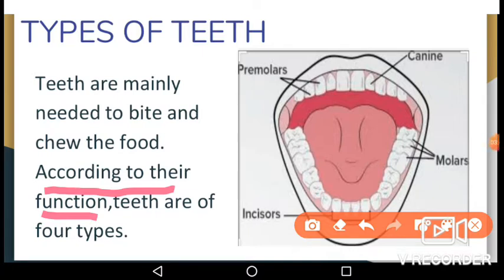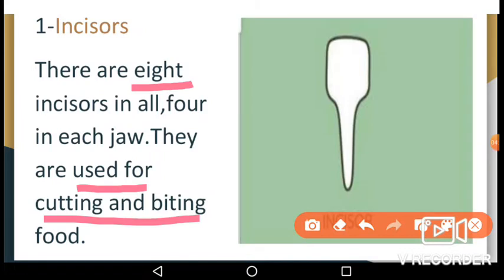As you all know, different parts of the body perform different functions. The same way, different types of teeth perform different functions, and according to their function there are 4 types. The first type is incisors. Your 8 incisor teeth are located, means present, in the front part of your mouth. You have 4 of them in your upper jaw and 4 in your lower jaw.